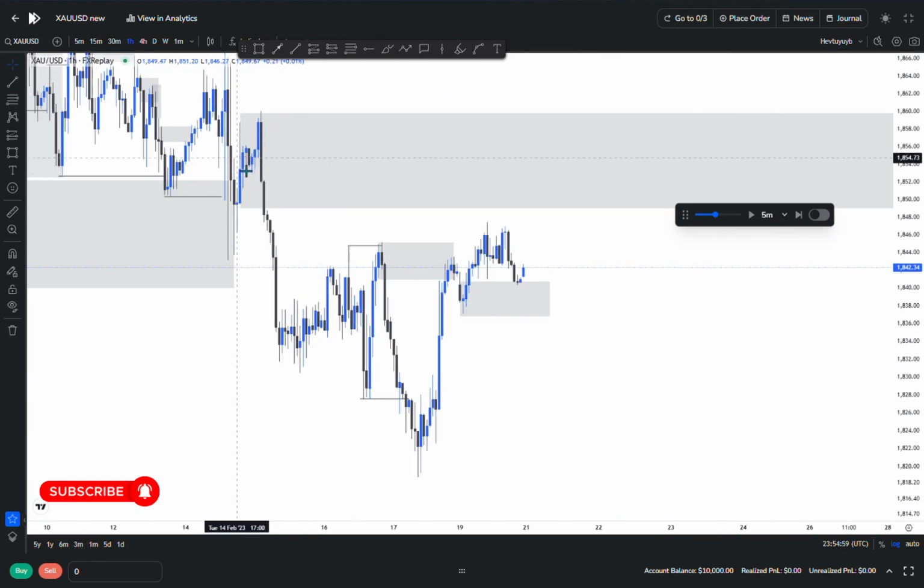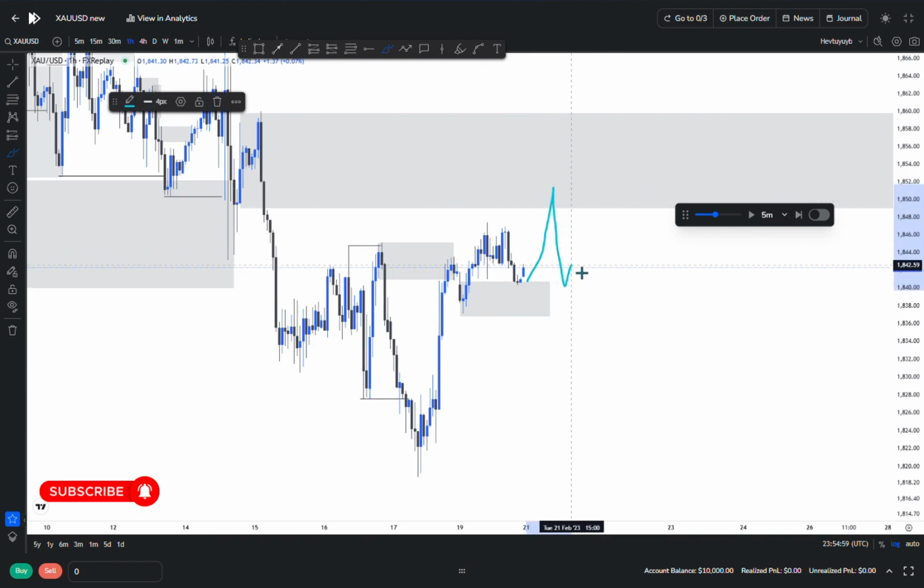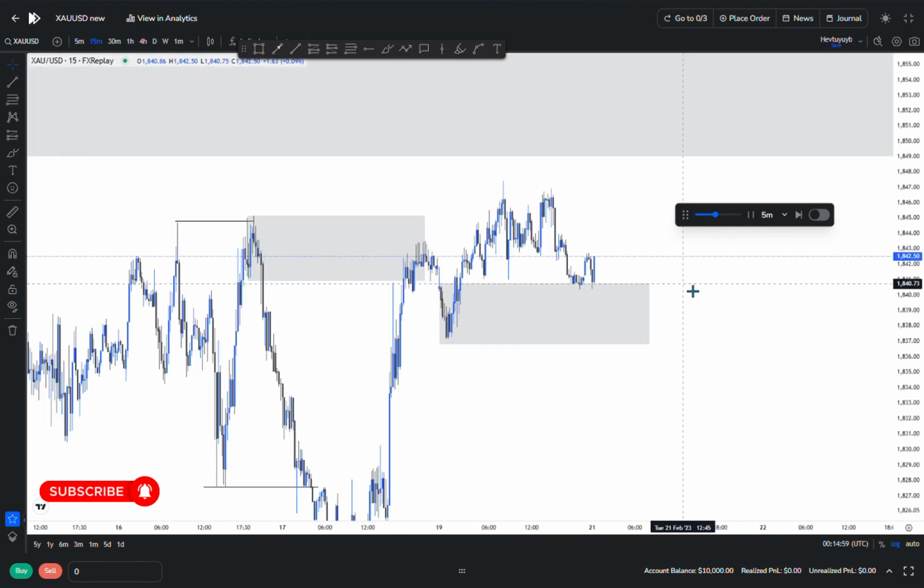If price wants to respect this point of interest, what I'll be expecting price to do is come to my point of interest, react to this zone, fail, then continue pushing to the downside. So this will be my confirmation. So let's see what will happen now.